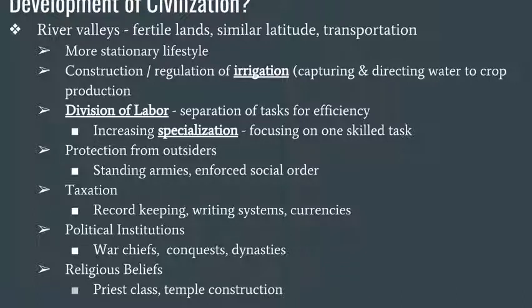Religious beliefs. Life is going to be increasingly complex in these civilizations. There's going to be all sorts of new traumas and rituals and practices. So you're going to see the emergence of a priest class. There's going to be things like temple construction and religious belief. People are going to try to make sense of these ideas and traumas, like how do you deal with death? How do you deal with rituals in different stages of life or the changing of the seasons? So the first religious belief systems are going to become formalized during this time period.